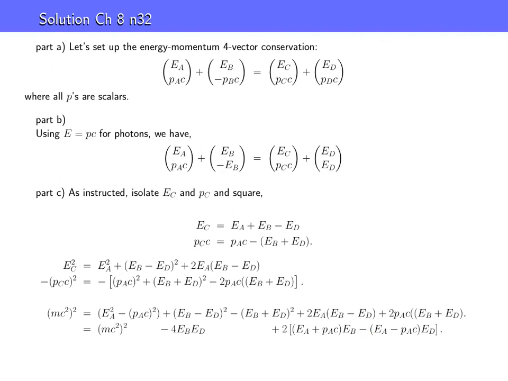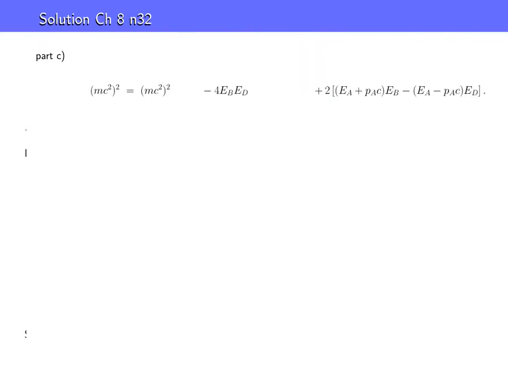And then here I rearranged this. Put together the EA and PA terms. Okay, that's it so far. So let's go on. Let's continue on now. There we go. So this is where we were.